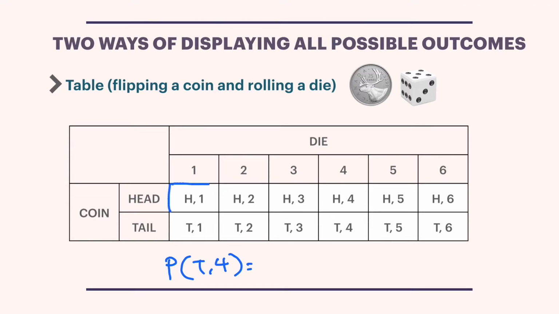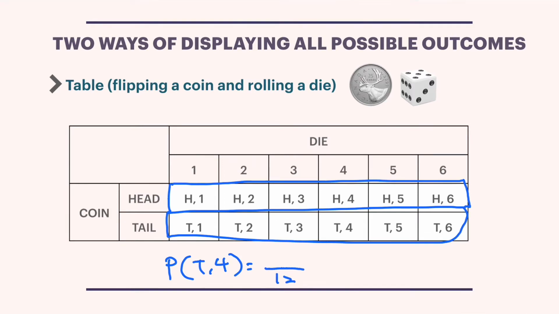We have 6 possible outcomes here, another 6. So in total, we have 12. Over how many T4s do we have from this table? Only 1. And that's why our answer is 1 over 12, just like before.